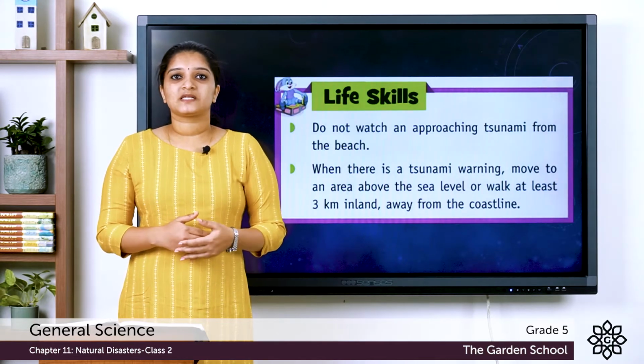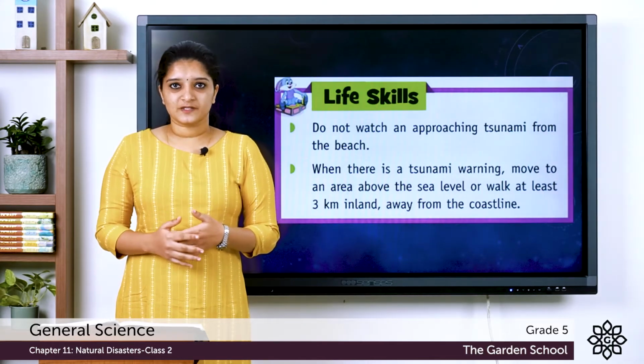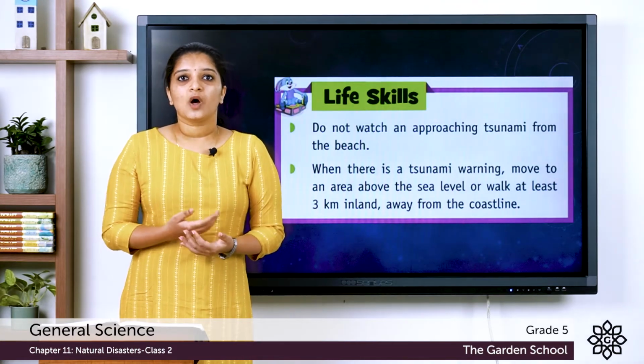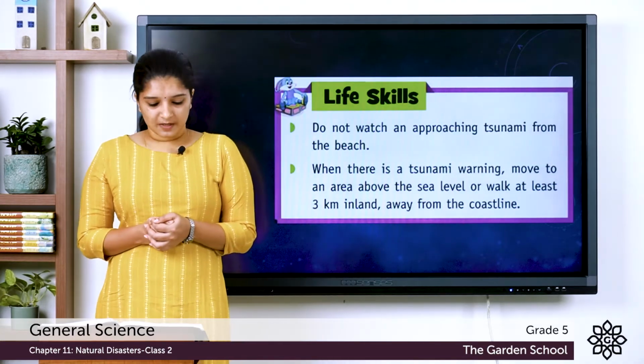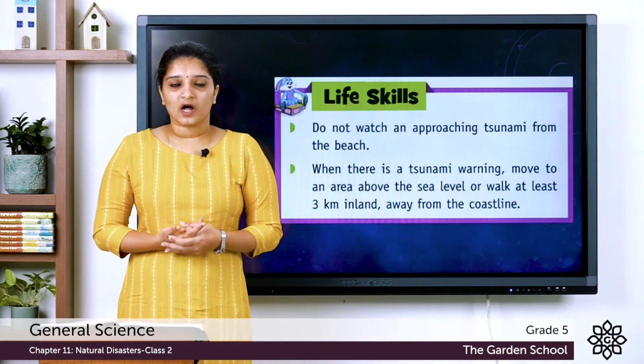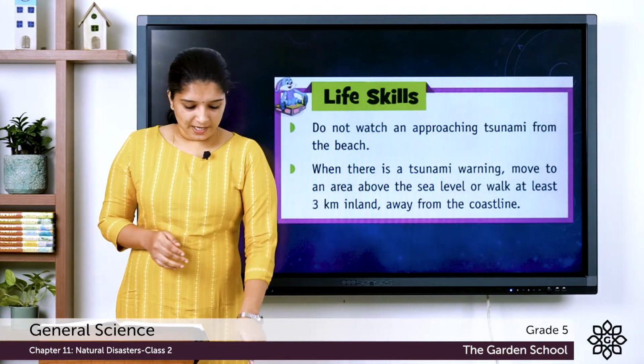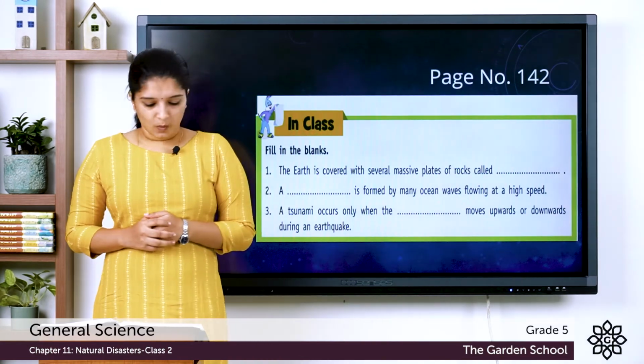So, a tsunami is a series of ocean waves with high speed, and it occurs due to the collision of tectonic plates beneath the oceans. And the point to be remembered is, when you get a tsunami warning, you have to move away 3 km inland from the coastline. Now, take page number 142.